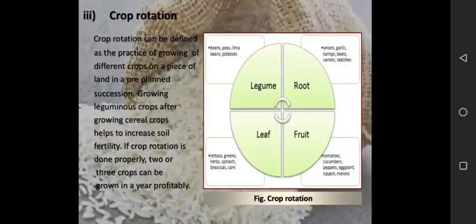Now next comes crop rotation. Crop rotation can be defined as the practice of growing different crops on a piece of land in a pre-planned succession, that is, growing leguminous crops after growing cereal crops helps to increase soil fertility. If crop rotation is done properly, 2 or 3 crops can be grown in a year profitably.